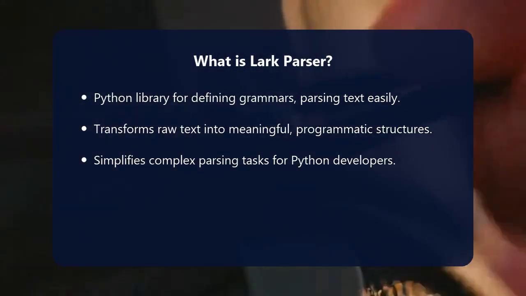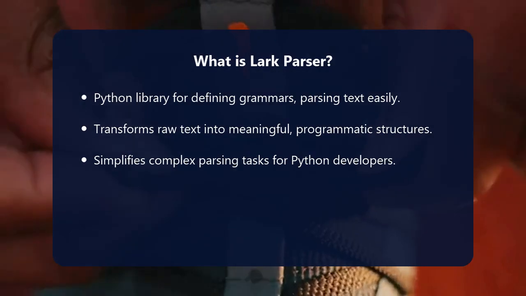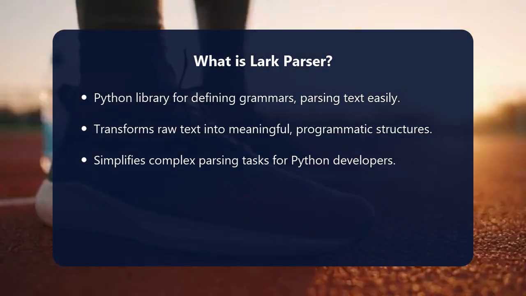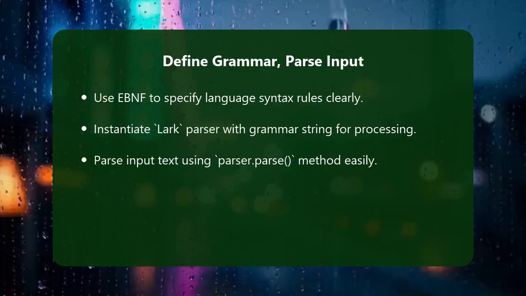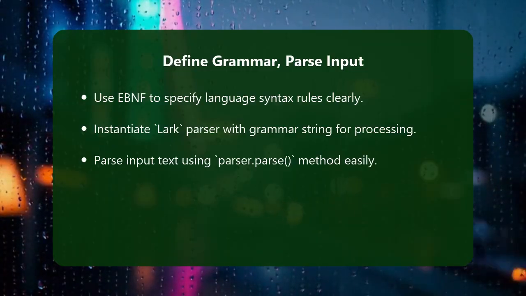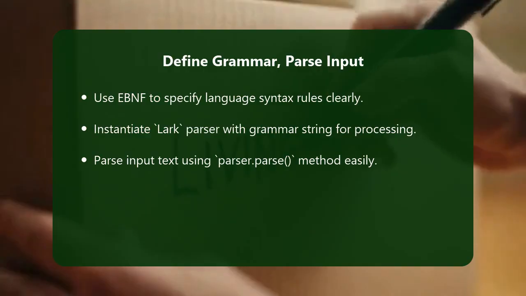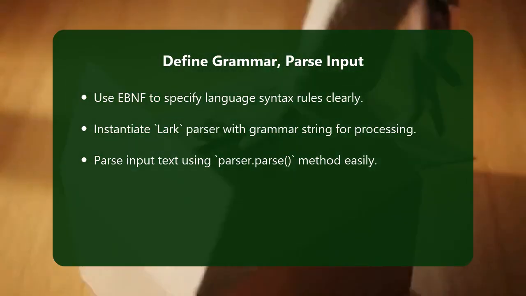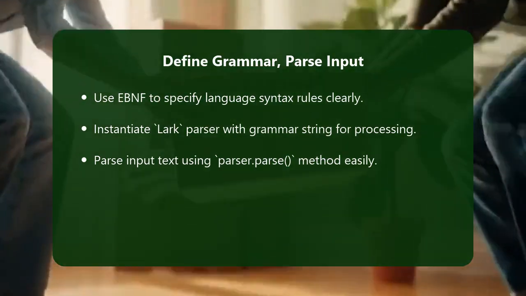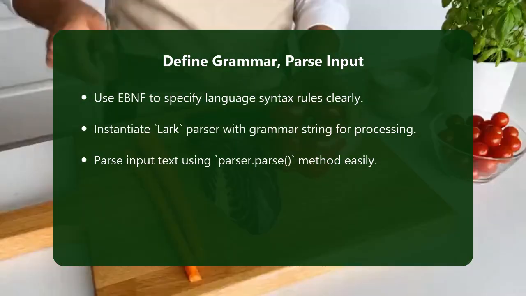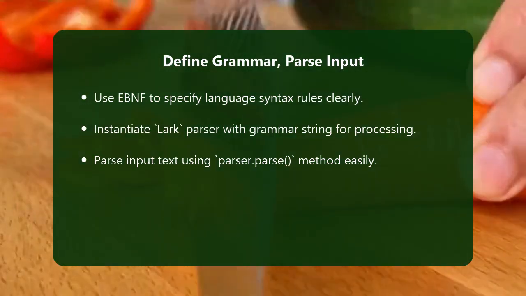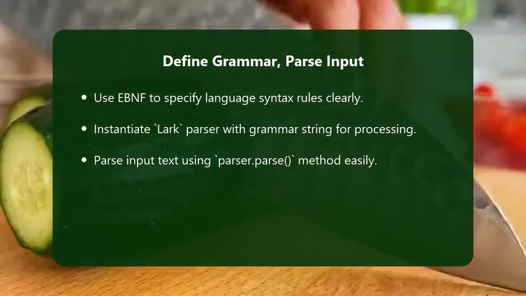Imagine you want to parse simple arithmetic expressions like 1 + 2 * 3. You define rules for numbers, operators, and how they combine, clearly specifying precedence. For instance, start: expr would be your entry point, followed by expr: term (("+"|"-") term)*, and term: factor (("*"|"/") factor)*, with factor: NUMBER | "(" expr ")". Lark handles the complex algorithms for parsing based on this grammar automatically.